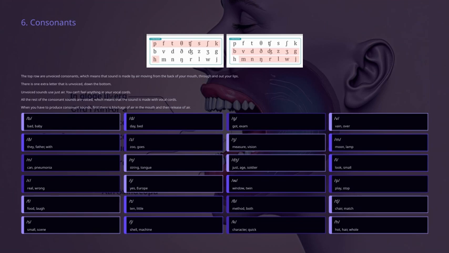Understanding how these sounds are formed, whether voiced or unvoiced, where the airflow is blocked or released, helps us grasp the foundation of pronunciation in English. This knowledge is essential as we move toward clearer, more accurate speech.